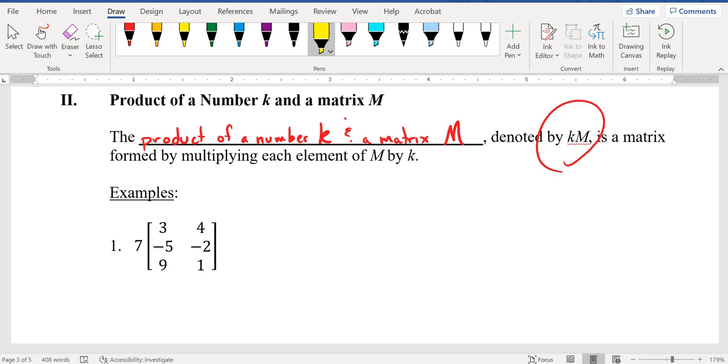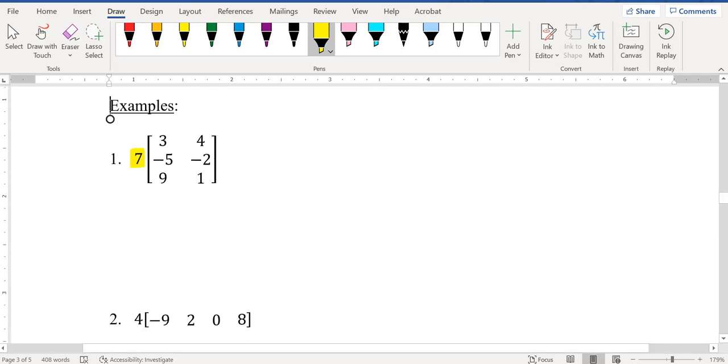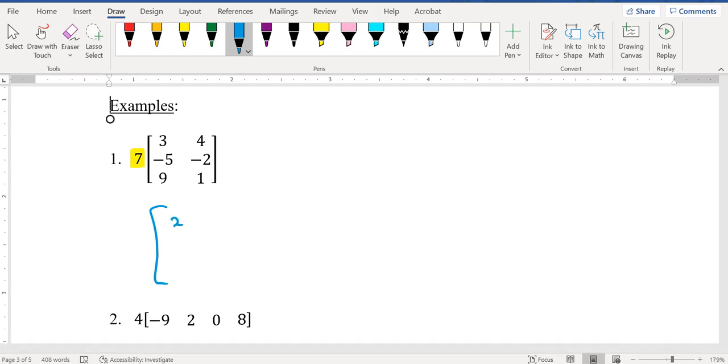So number 1, 7 times this matrix. So I need to multiply every element in the matrix by 7. 7 times 3, 7 times 4, 7 times -5, 7 times -2, 7 times 9, and 7 times 1. So when you multiply a matrix by a scalar, a number out front, you multiply every element in the matrix by that number.